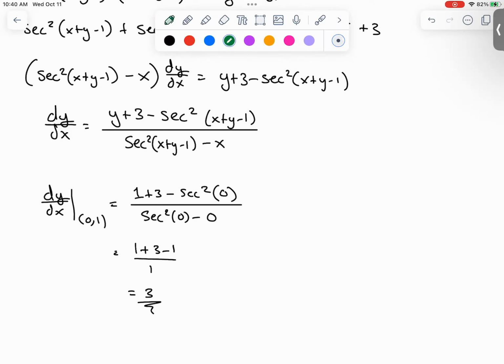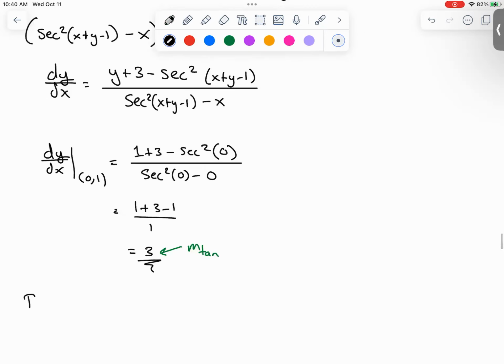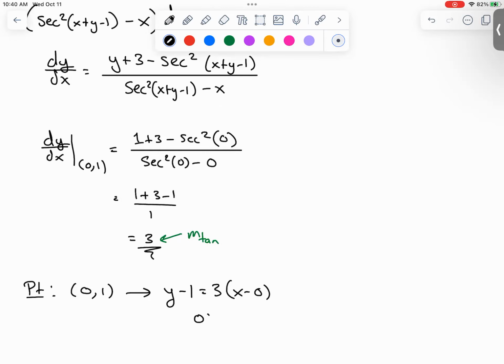That is our m tangent. And our point was already given: (0, 1). So y minus 1 is equal to m, 3, times x minus 0 by the point-slope formula, or y equals 3x plus 1. Either way is fine with me.